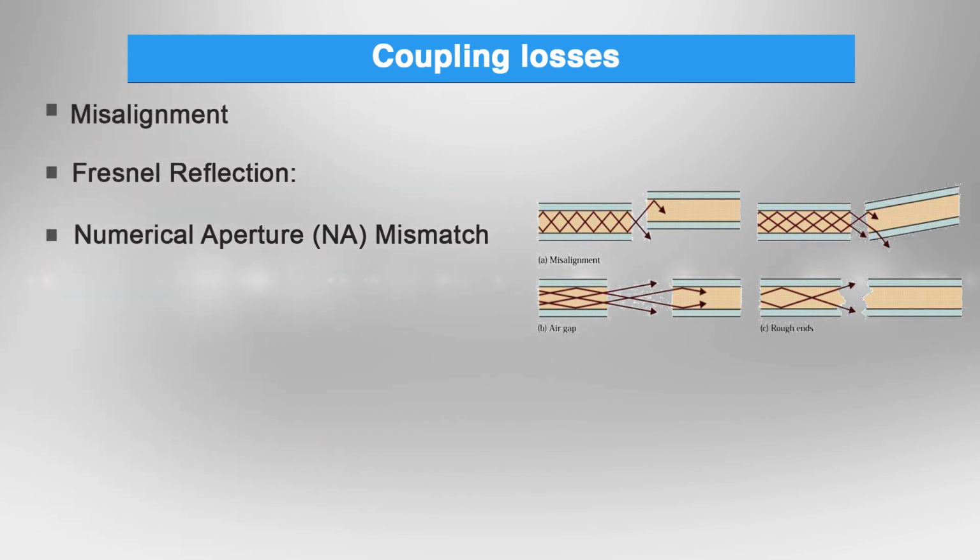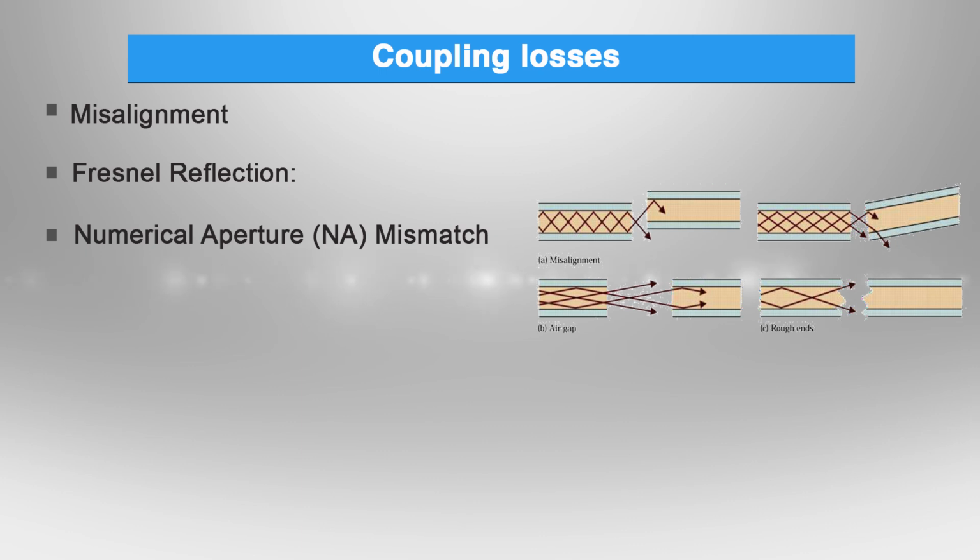First is misalignment. If the optical fibers or components are not perfectly aligned, part of the light will not enter the receiving fiber, leading to losses. Misalignment can be angular, lateral or longitudinal. Fresnel reflection. When light passes from one medium to another with a different refractive index, a portion of the light is reflected back. This reflection causes a loss in the transmitted light intensity.